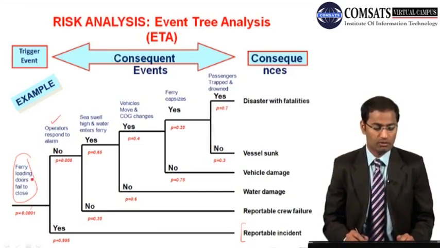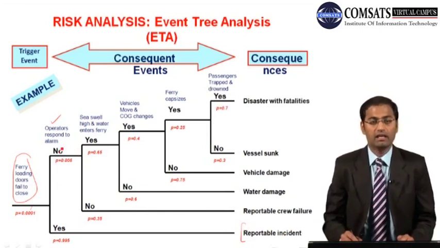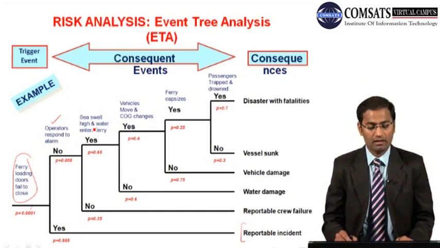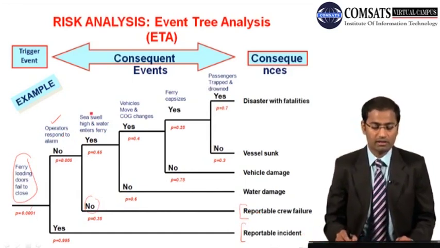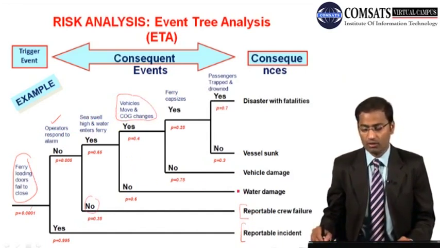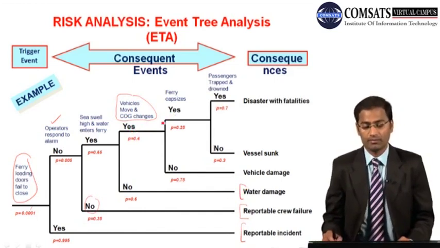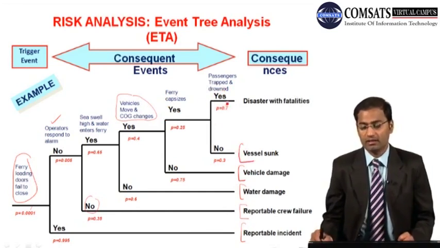पहली ऑप्शन आ गई जब ये बंद होने से हो गया, तो अगर उसने respond कर दिया, yes, reportable incident. लेकिन अगर उसने नहीं किया तो फिर आगे दो ऑप्शन होंगी: sea swell high and water enters ferry. अब इसमें दो ऑप्शन हैं, नो तो reportable crew failure आ जाएगा कि जी इस ऑपरेटर ने काम नहीं किया था. और अगर sea swell कर गया और फेरी में पानी एंटर हो गया तो फिर दो ऑप्शन आ जाएंगी, vehicles move and centre of gravity changes. अगर नो है, water damage, और येस है तो फिर दो ऑप्शन आ जाएंगी, ferry capsize, और अगर ferry capsize नहीं होती तो vehicle damage हो जाएगी, और अगर येस हो जाता है तो passengers trapped and drowned. अब ऑप्शन हो सकती है. अगर नो है तो vessel तो कम से कम sunk होगी, और अगर येस है, disaster with fatalities.